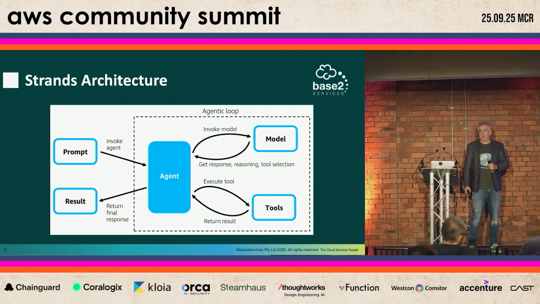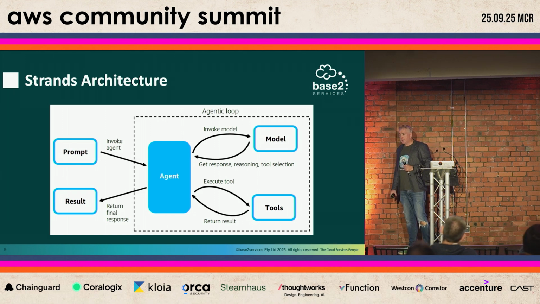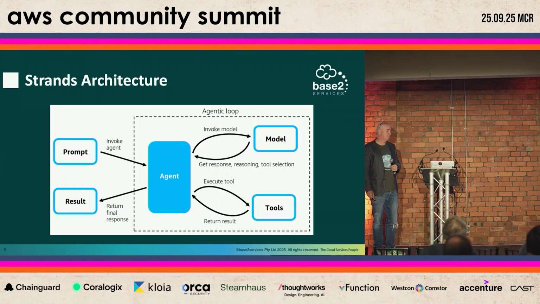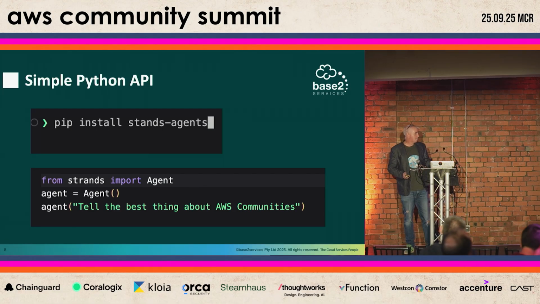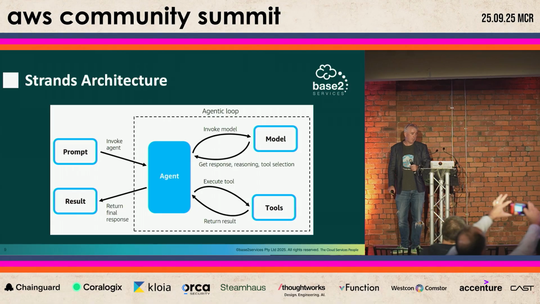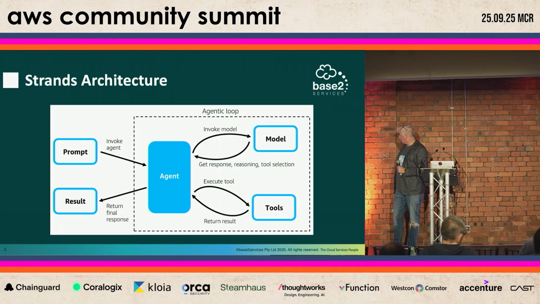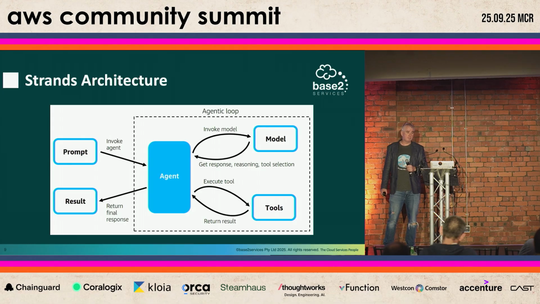So what's actually happening when I execute that agent? The Strands architecture builds out this concept of the agentic loop. We can start on the left, where we've got a prompt that we invoke the agent with, and that was the prompt I gave it: tell me the best thing about AWS communities. The agent then takes that and invokes the large language model with that initial prompt, and the model does its thing and gets back a response.